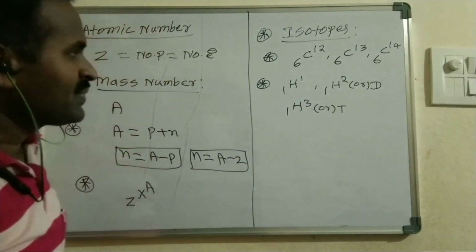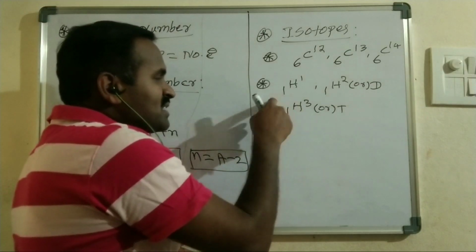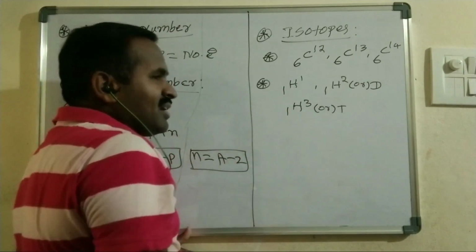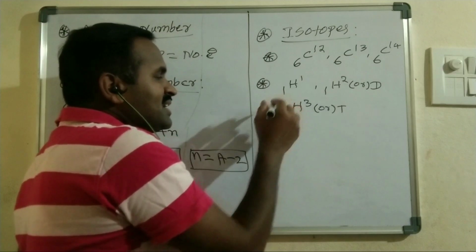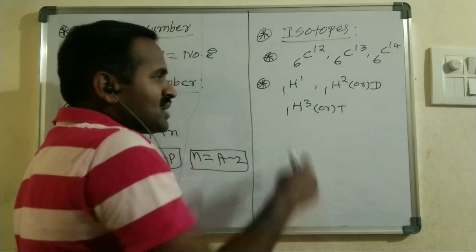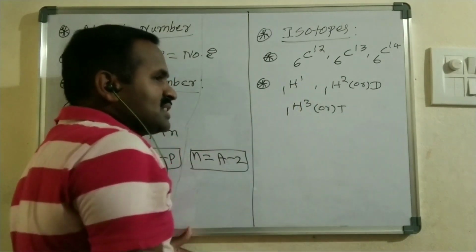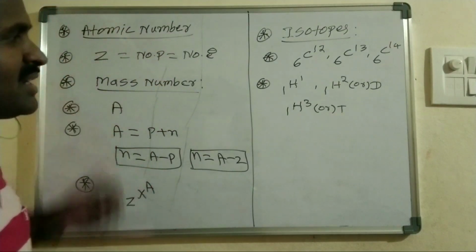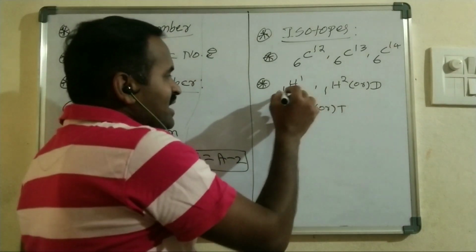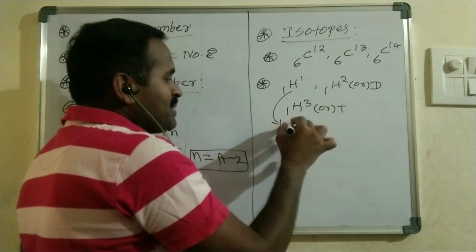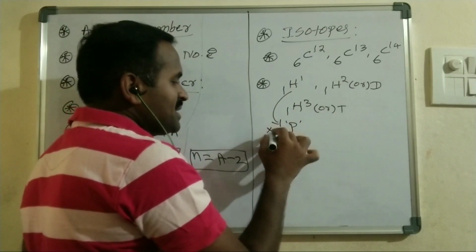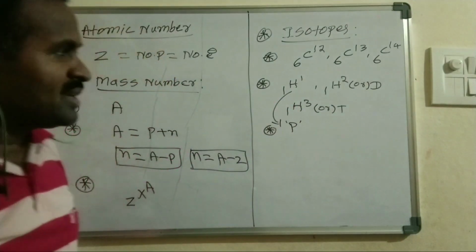Here 1H1 is an atom of an element that does not contain any neutron. There are no neutrons present in the atom of this element, that is protium, and we can even write this one in short form as P also. This is protium, right?